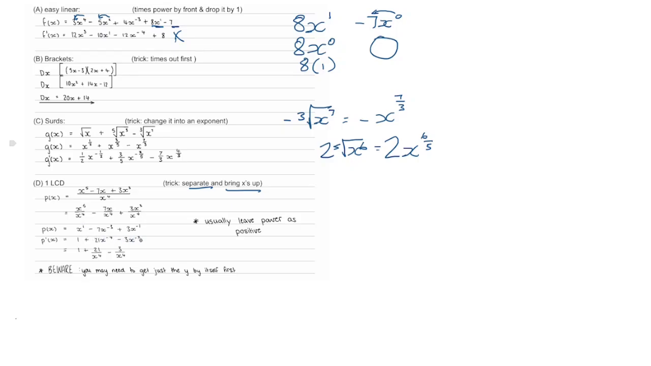And then typically you'll leave your answers, I would do this as a habit, leave your answers as a positive power. And so they go to the bottom. Be careful, you don't take the coefficient with as well. It's just the x. For example, here, it's 21x to the minus 4. So it's only the x to the minus 4 that goes to the bottom. And that is an intro to different ways to derive.